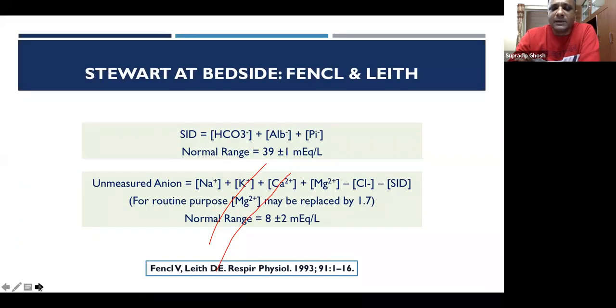SID can be calculated from this formula: bicarbonate plus albuminate plus phosphate. As I said, this is the effective SID, not the apparent SID. Whereas unmeasured anion can also be calculated from sodium plus potassium plus calcium plus magnesium, and this formula, whose normal range is 8 plus minus 2. I hope it is clear. I'll go for some examples.